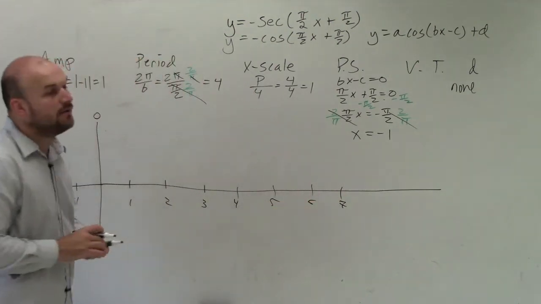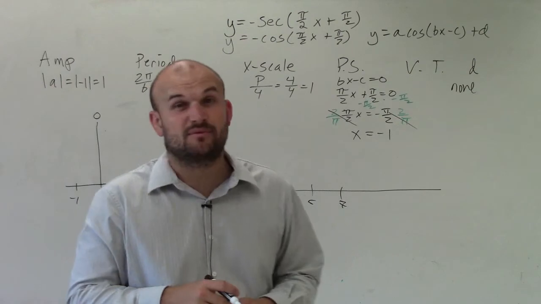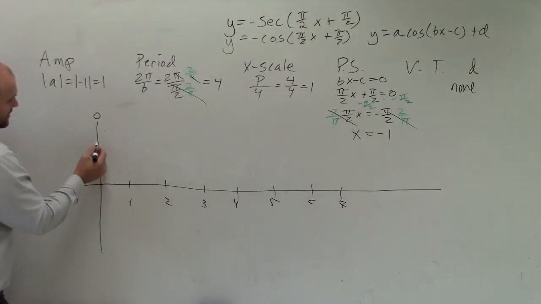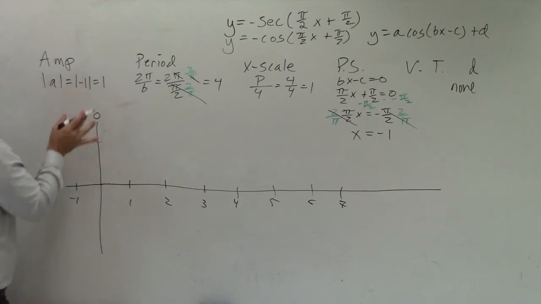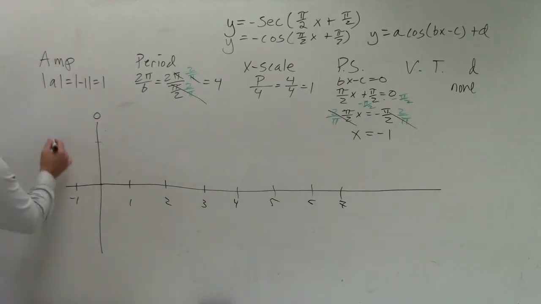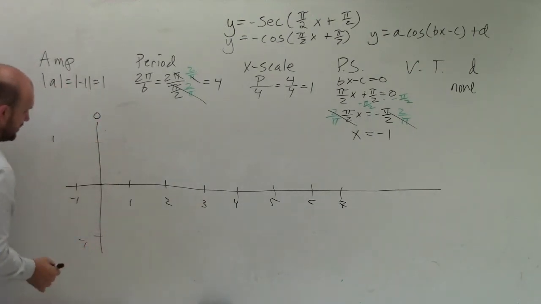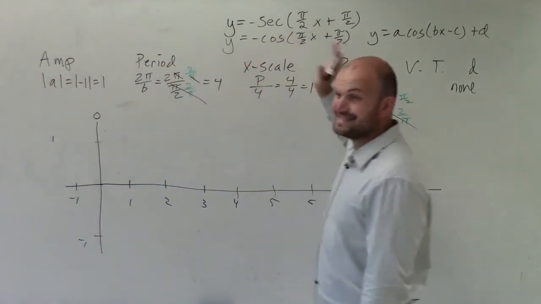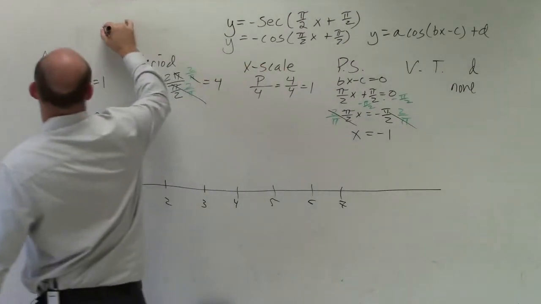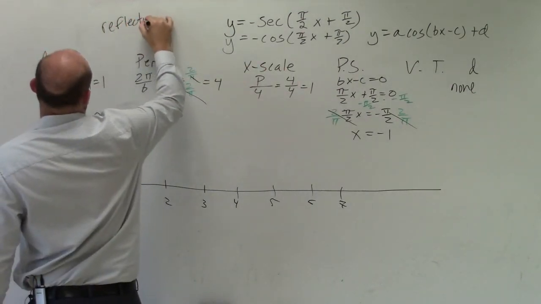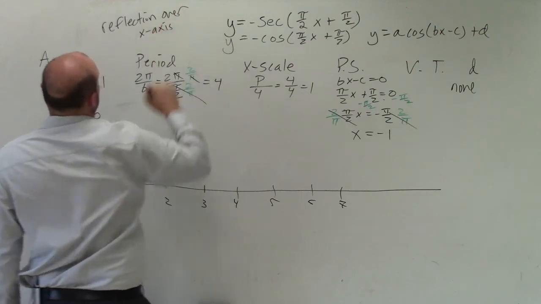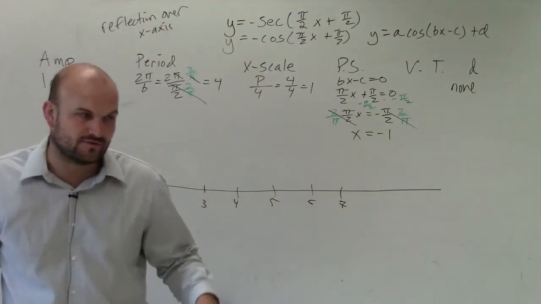Okay? So now, to graph this, we just need to understand what the parent graph looks like. Remember, the amplitude is 1 and -1. Now, the other thing we've got to see is, remember, this a is negative, right? So that means I have a reflection over the x-axis. Whenever your a is negative, you're going to be reflecting over the x-axis.